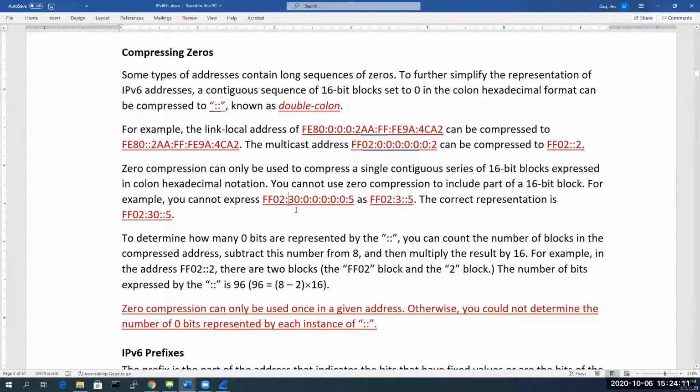And again, 0030 equals 30. You can abbreviate that, but the 0 at the end, you cannot take off. So 30 is not the same as 3 here. All right. So this one will be abbreviated to FF02 colon 30 colon 5. Okay.